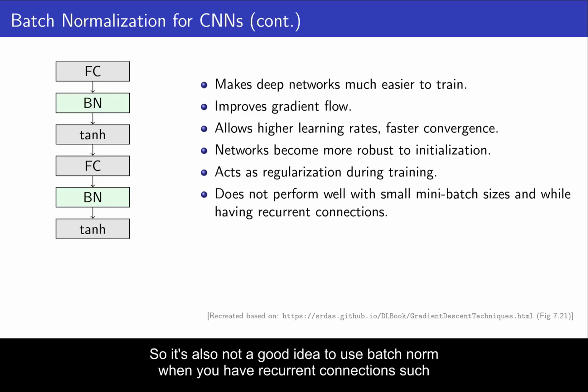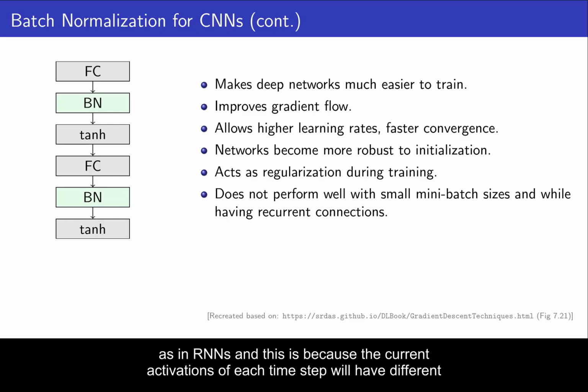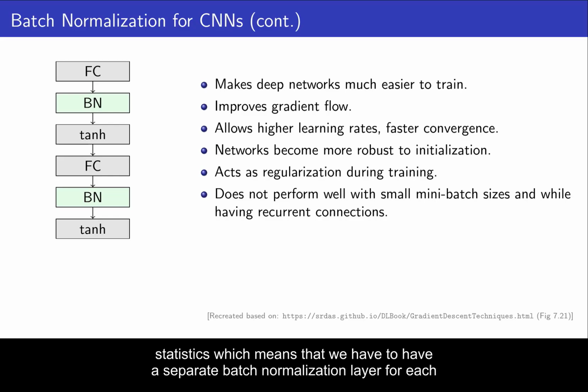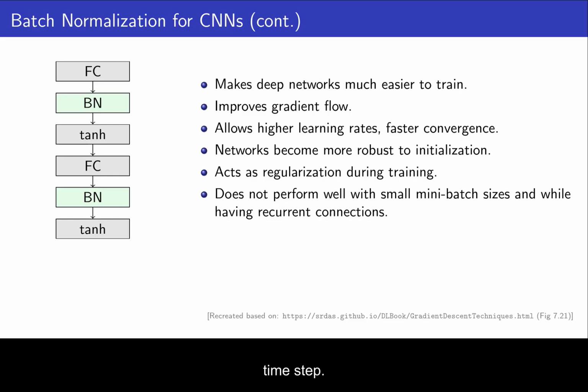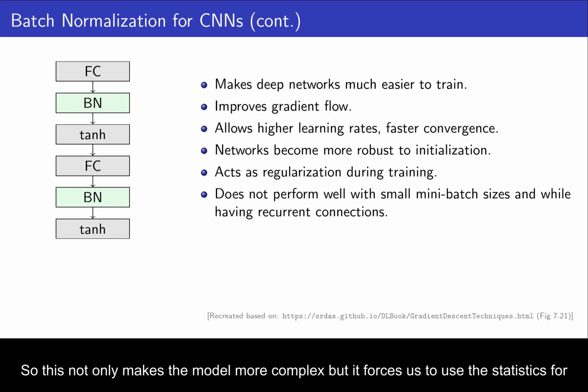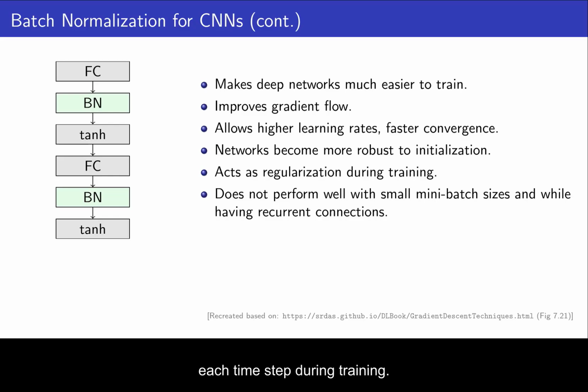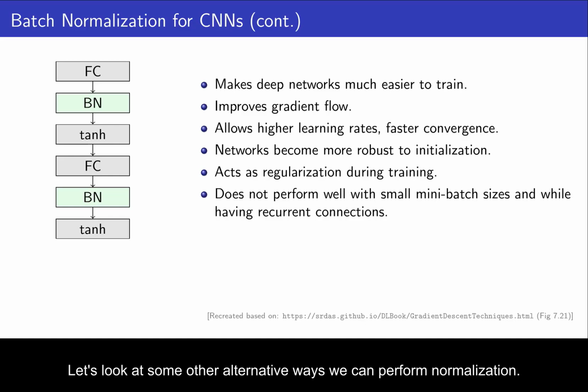It's also not a good idea to use batch norm when you have recurrent connections, such as in RNNs. And this is because the current activations of each time step will have different statistics, which means that we have to have a separate batch normalization layer for each time step. So this not only makes the model more complex, but it forces us to use the statistics for each time step during training. So what can we do about this? Let's look at some other alternative ways we can perform normalization.